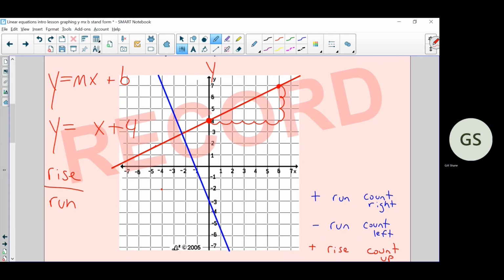I like to think a lot of stuff's common sense, but people don't get it when it comes to quiz and test time, so that's why I'm explaining it. If you get that automatically, then you don't have to write it down. I've got a bunch of points I could pick on this line. It goes through corner squares there, and there, and there. All we had to do was pick points on the line.